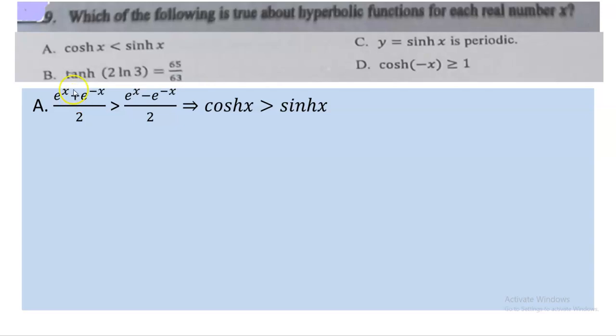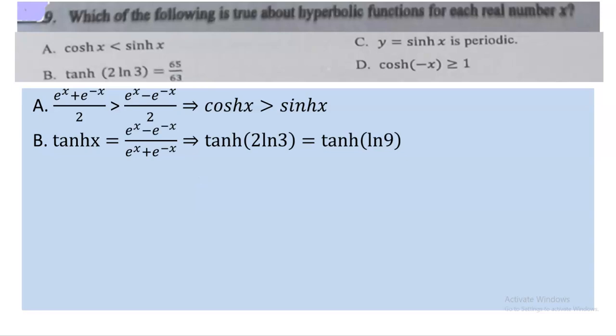So when you compare these two, obviously, ignore these denominators. Here is the sum of two positive terms, whereas here is the difference of two positive terms, so obviously the left is greater than the right, so cosine hyperbolic x is greater than sine hyperbolic x. So this is true, but what has been written here is that sine hyperbolic x is greater, so A is not right. So we ignore A and go directly to B.